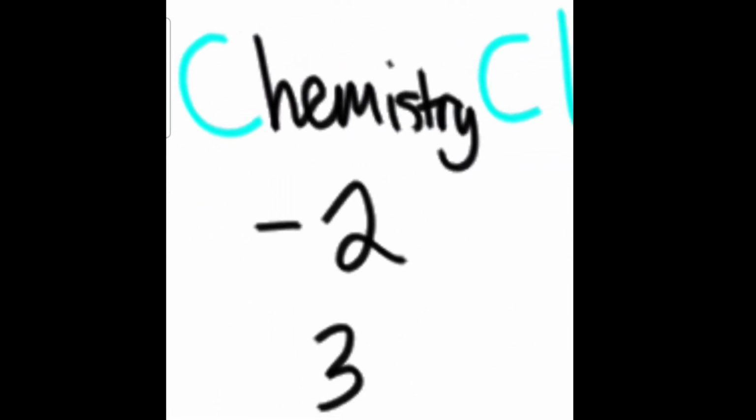But remember this. What is the charge of P in pass? -3. How many oxygens does P have in pass? 4. What does P stand for in pass? Phosphate. Okay, next one. Chemistry. What does the C stand for? Carbon. What is the charge on it? -2. How many oxygens does it have? 3. Next.